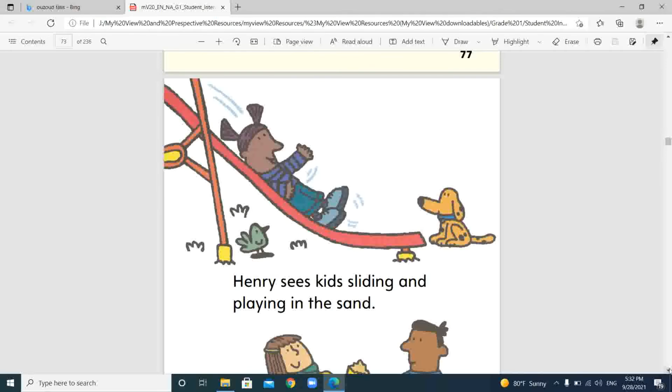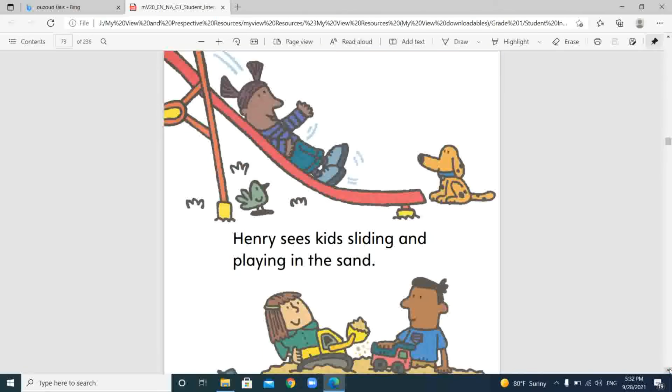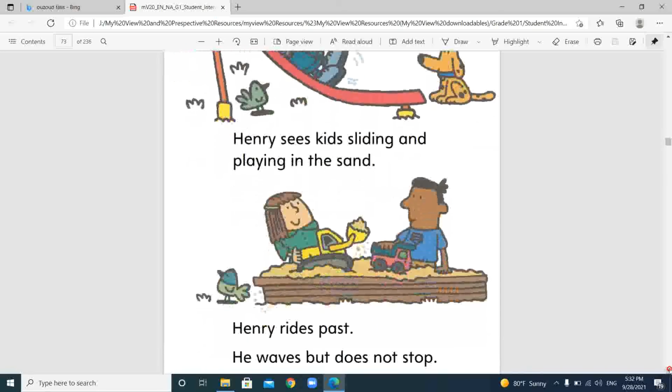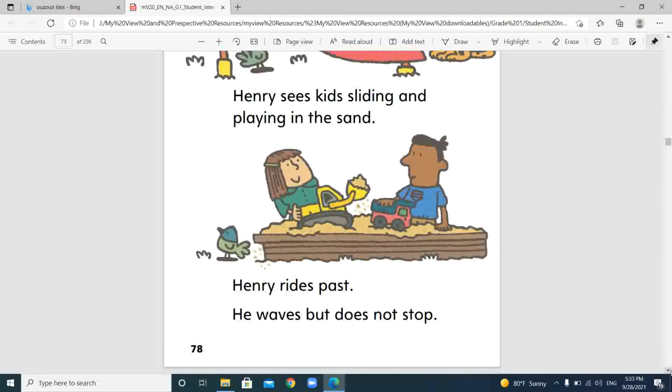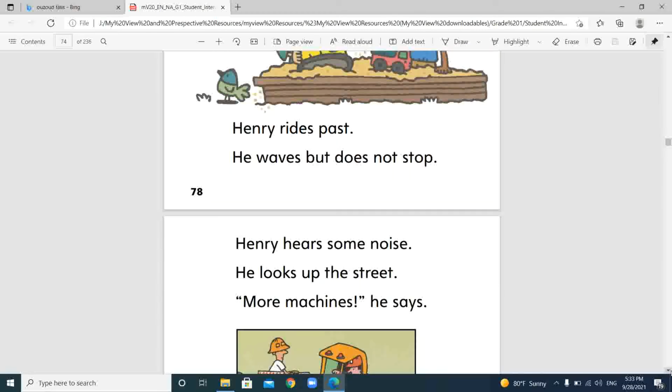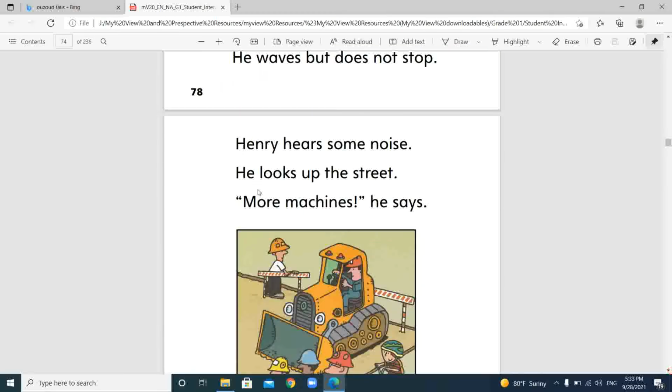So what does Henry see the kids doing? He sees a boy sliding. He sees a girl swinging. He sees other kids playing in the sand. Henry rides past. He waves but does not stop. So while he's riding, he waves his hand to the kids. But does he stop his bike? No. All of this is telling you what Henry sees while he's riding. Page 79.